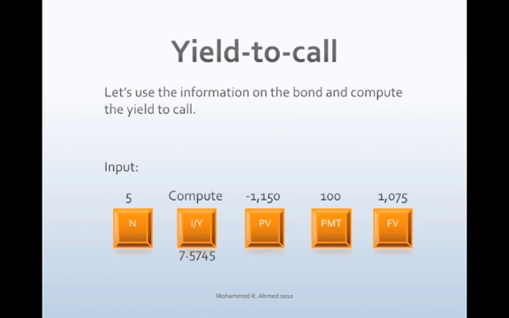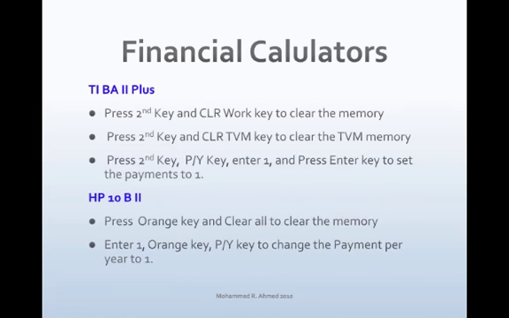0.075745. If you invest $1,000 in a 10% callable corporate bond, and if the bond is called on the call date, the rate of return to the investor is 7.5745%. Thank you.